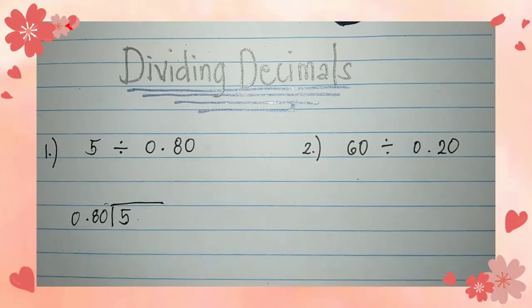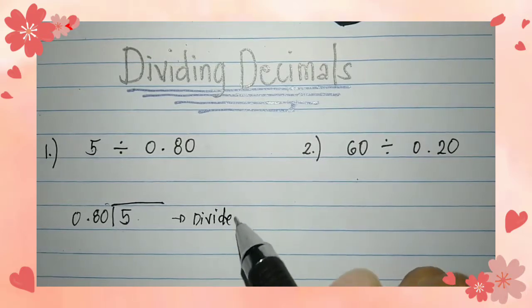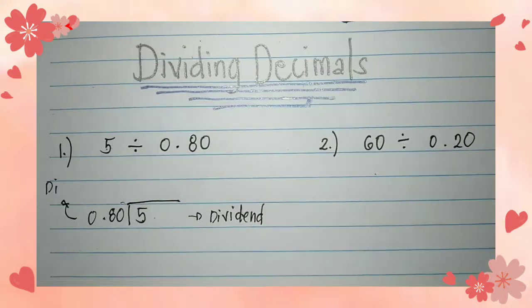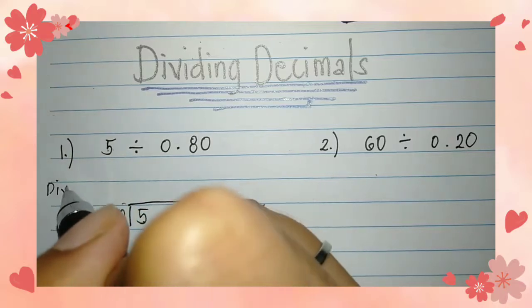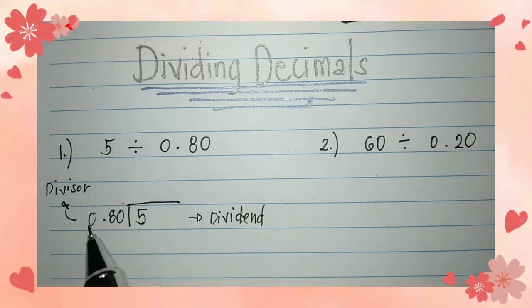Okay? So, remember, meron tayong tinatawag na divisor and meron din tayong tinatawag na dividend. Itong nasa loob, siya ang ating dividend. Ayan. And ito namang nasa labas, siya yung tinatawag nating divisor or siya yung magdi-divide kay dividend. Alright? So, what you are going to do is, the first goal is to make the divisor a whole number. Gagawin nating whole number si divisor. Alright? So, paano natin gagawing whole number si divisor?